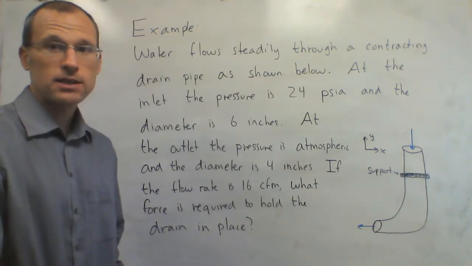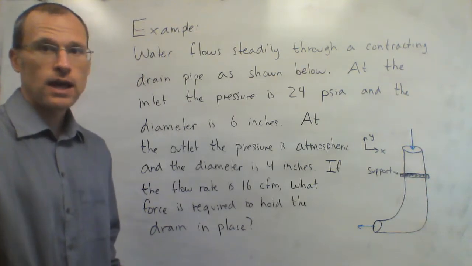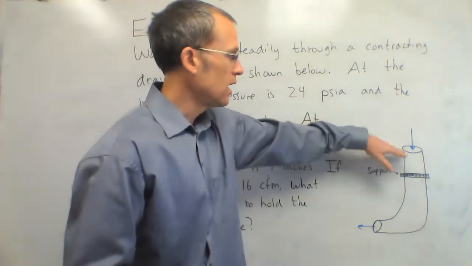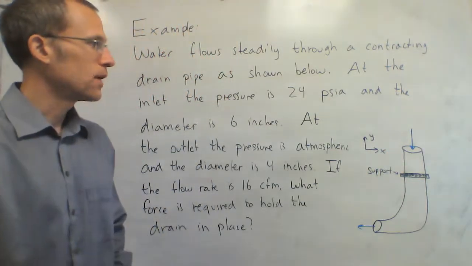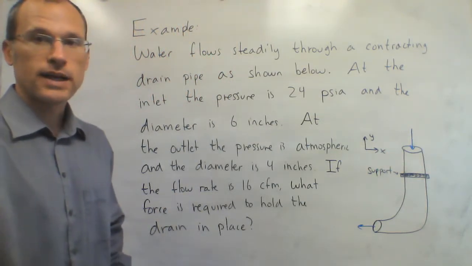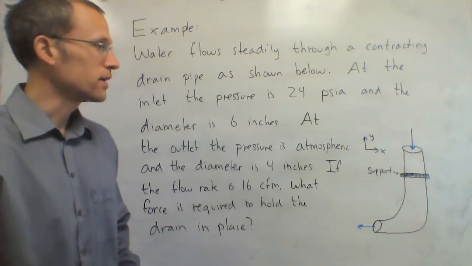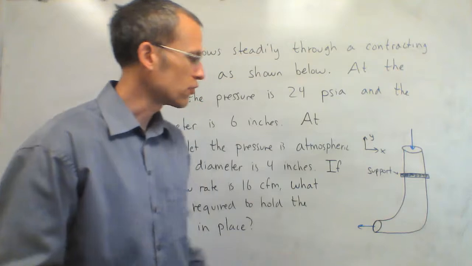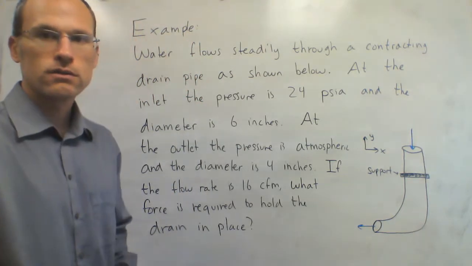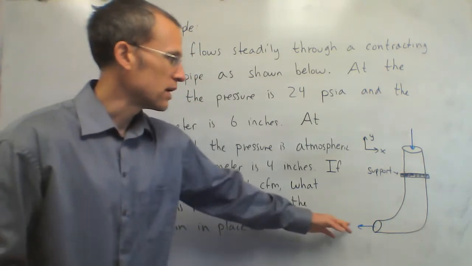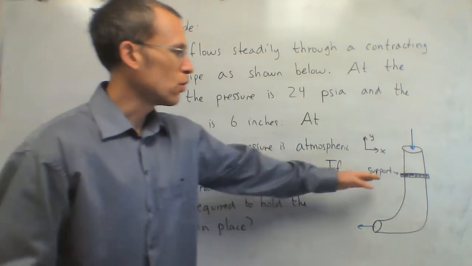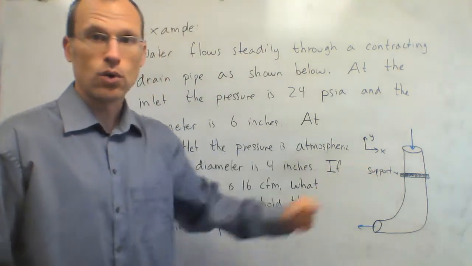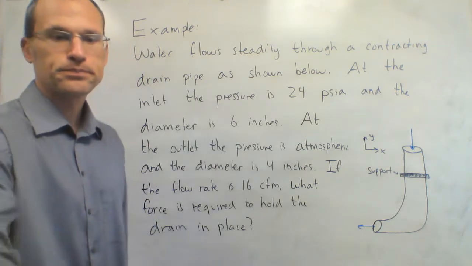So this process is best seen with some examples. So first example, have water flowing through this contracting drain. So coming in, at the inlet, have a pressure of 24 psi absolute. Drain diameter at that point is 6 inches. Comes down, gets contracted into a smaller diameter, 4-inch diameter pipe. Atmospheric pressure down here. Have some support holding this in place. Basically want to know what force is required by the support to hold that drain in place.